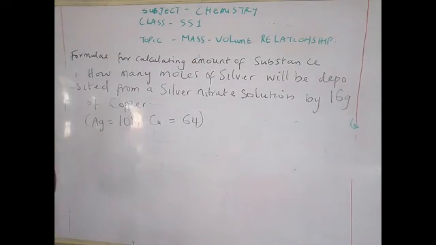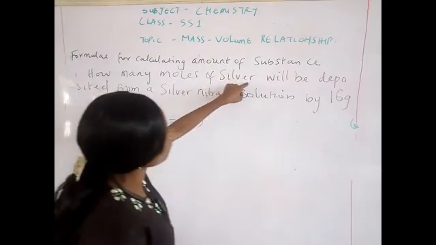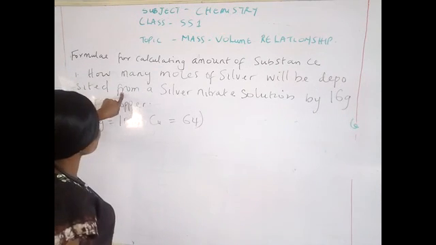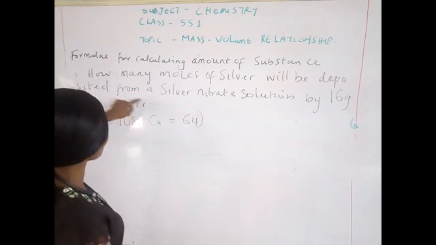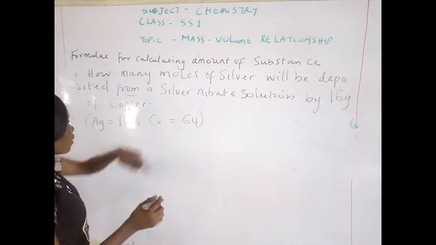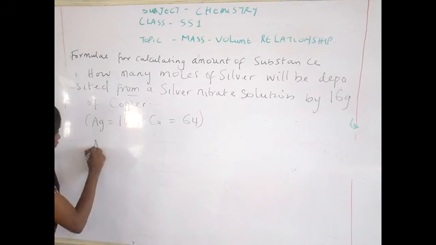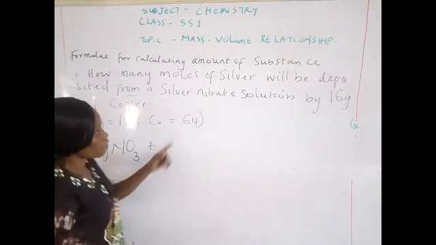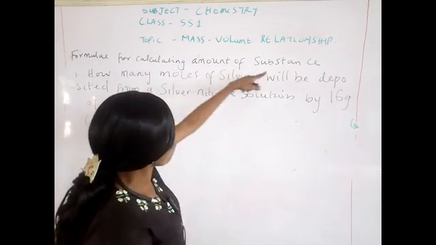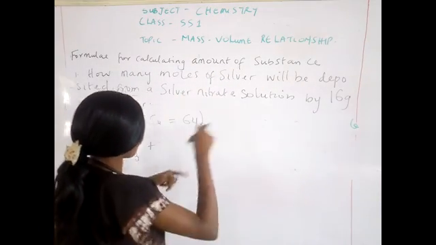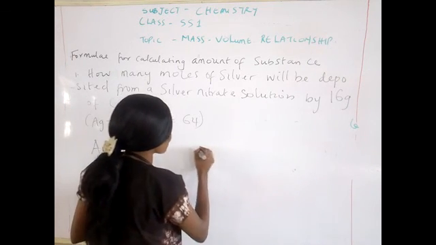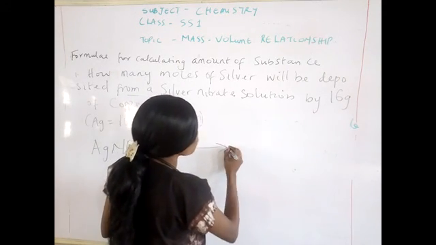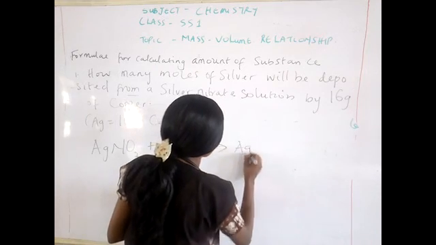Now, if you look at it critically, it said how many moles of silver will be deposited from a silver nitrate solution. This tells you that one of the reactants is silver nitrate, and the formula for that is this. It said how many moles of silver will be deposited. When something is deposited, that means it's on the part of the product. So we have silver here.